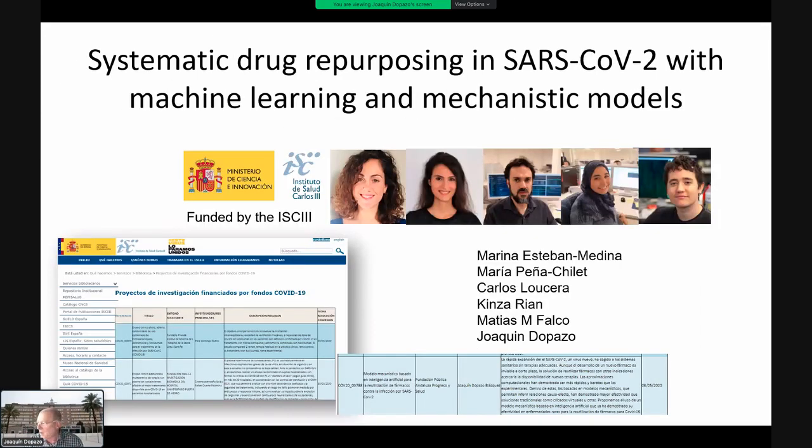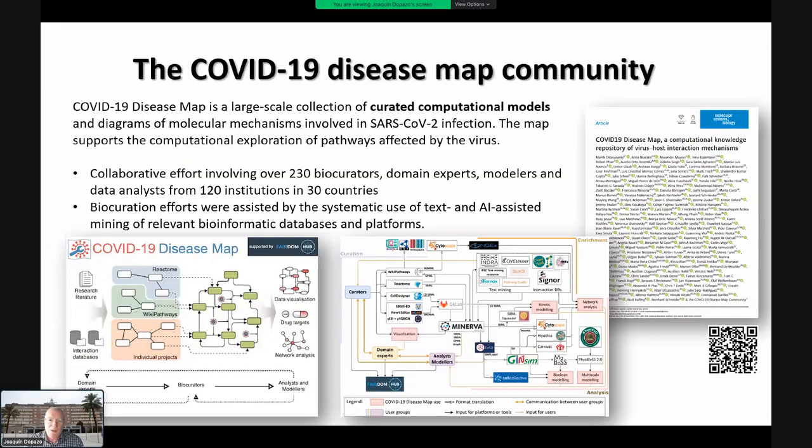So in the middle of the pandemic, we got some money for this project about drug repurposing, right? In COVID. Fortunately, we were part of this consortium, the COVID-19 Disease Map community. It's a large community with more than 200 biocurators, modelers, domain experts, et cetera, in more than 100 institutions in 30 countries. And the idea was to design a very, very detailed map of any event that happened once the virus infects the body, not only the infection, but all the consequences downstream regarding immunological activation, et cetera.